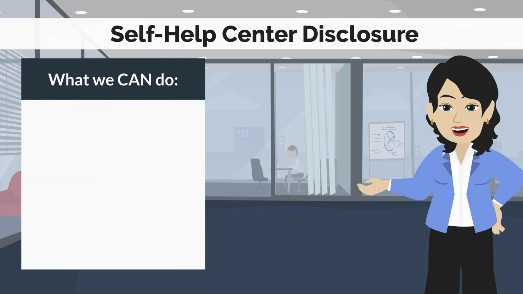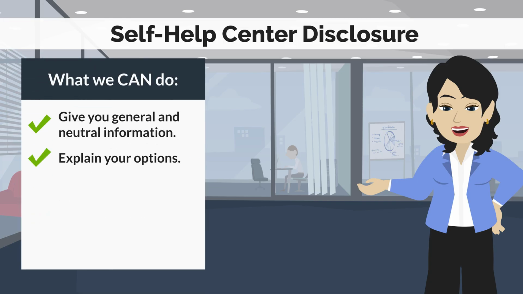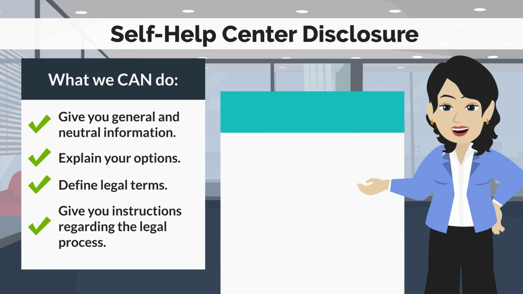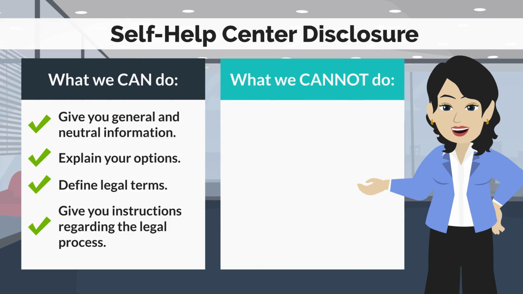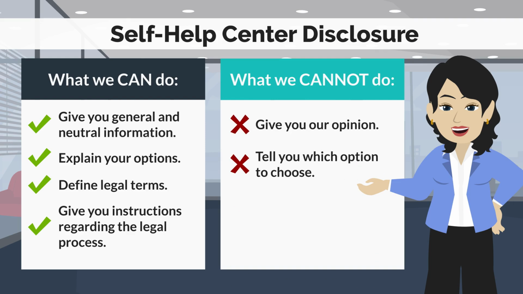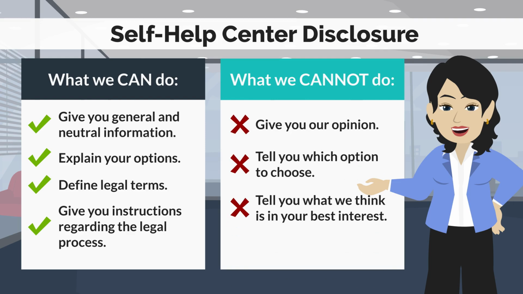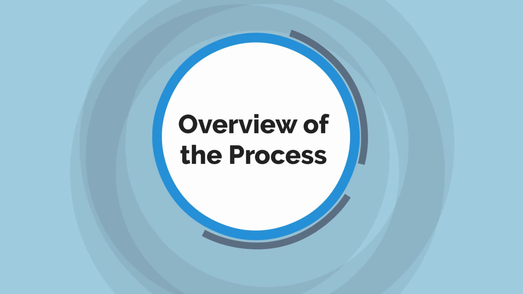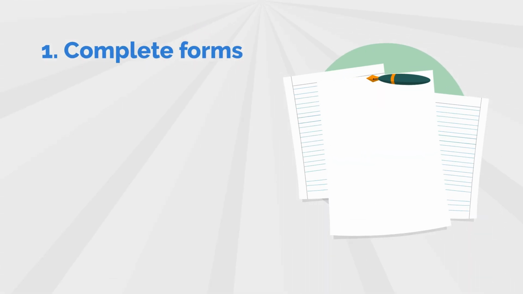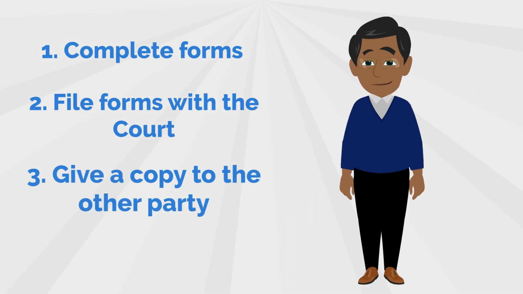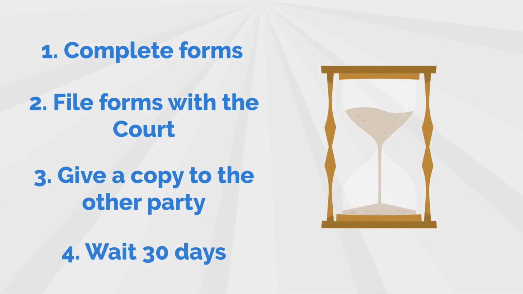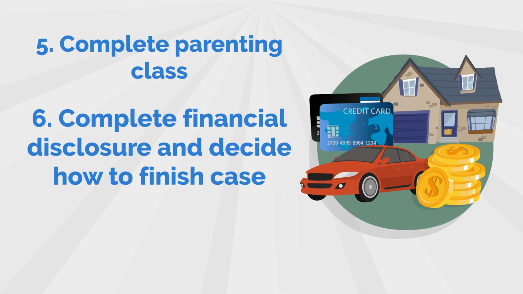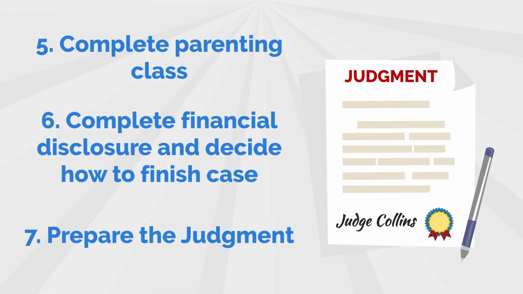We can give you general and neutral information, explain your options, give you definitions of legal words, and give you instructions regarding the legal process. We cannot give you our opinion, tell you which option to choose, or tell you what we think is in your best interest. In this video, we will go over the steps to start and finish a family law case. We will go over each step individually in more detail.